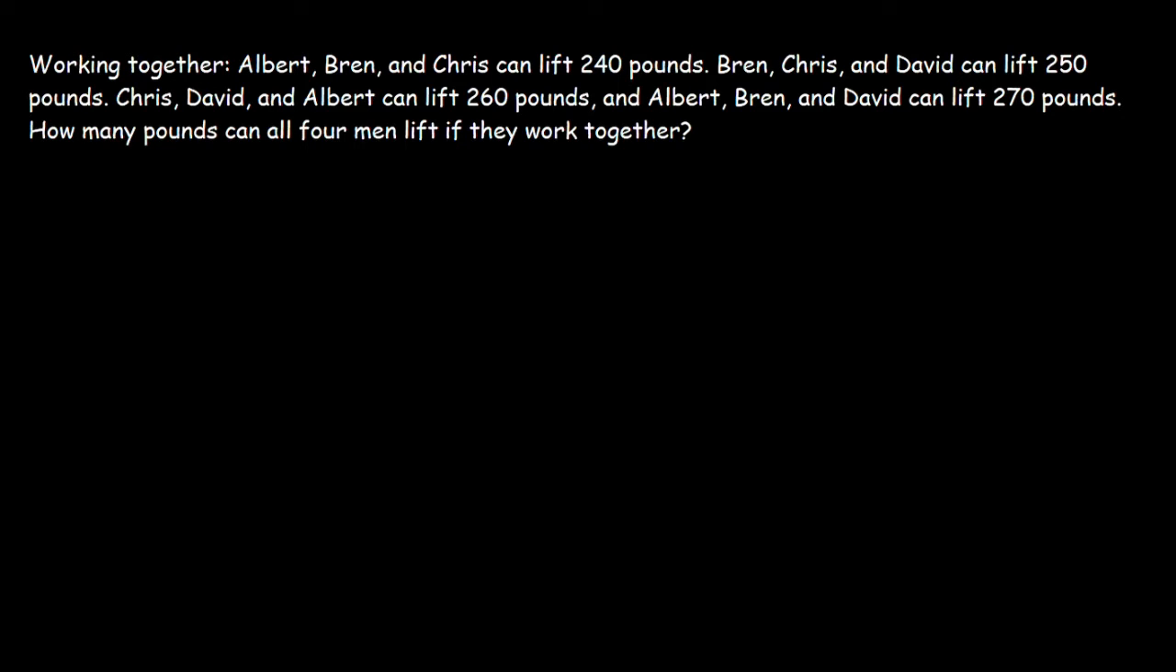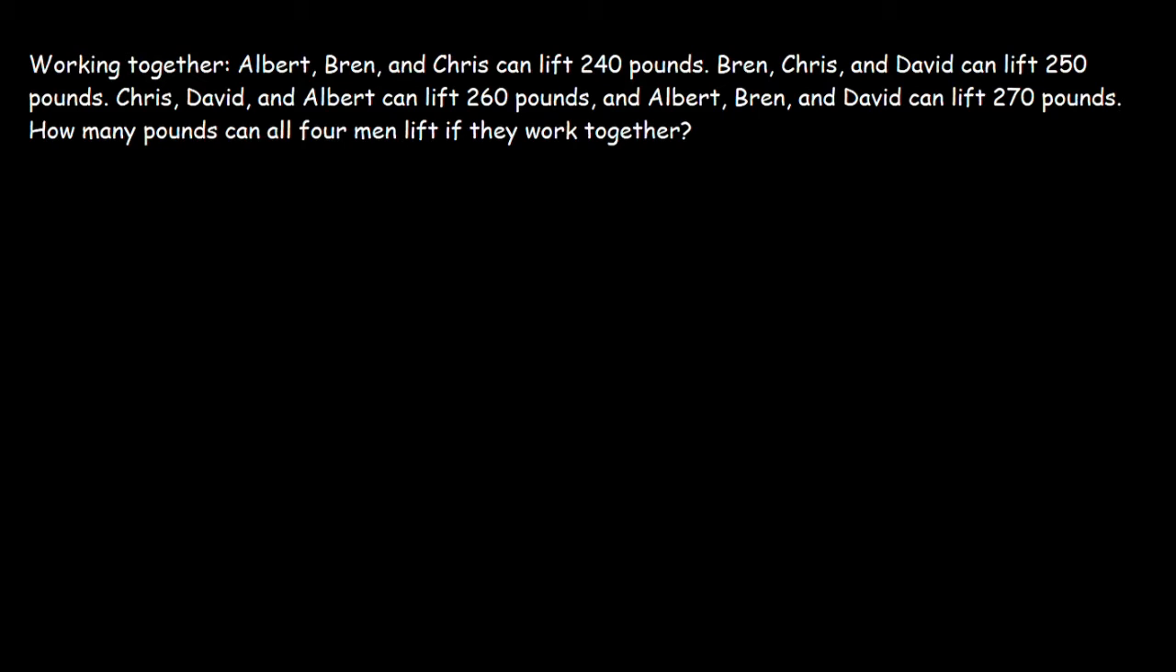In my last video, I covered how to solve system of equation problems with only two equations by solving a perimeter problem. Let's look at the example question. Working together, Albert, Brent, and Chris can lift 240 pounds. Brent, Chris, and David can lift 250 pounds. Chris, David, and Albert can lift 260 pounds. And Albert, Brent, and David can lift 270 pounds. How many pounds can all four men lift if they work together?